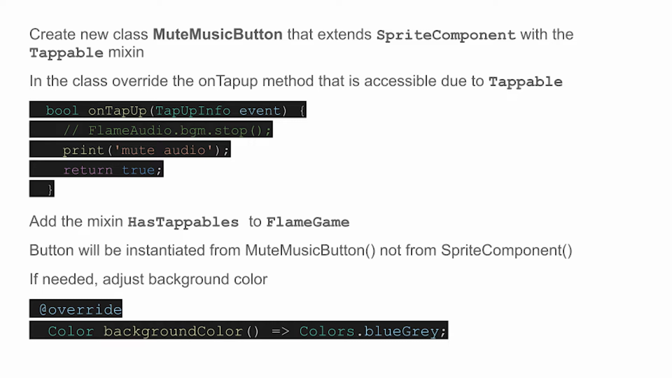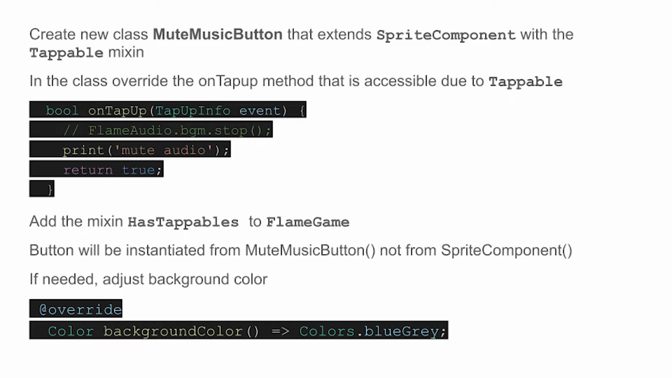Inside the new class that you create, MuteMusicButton, you're going to override with the override decorator the built-in onTapUp method, which returns a boolean. The example here, you could copy it. You want to print something like mute audio so that we know what happens when you press the button.